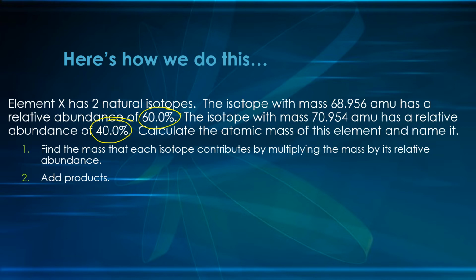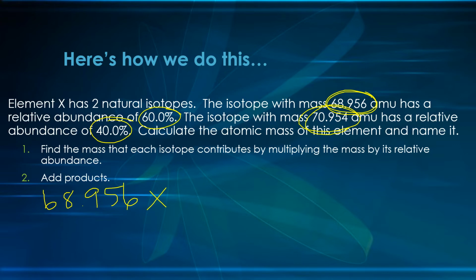So I want to take those percent abundances into account when I get my average. Because more than half of the atoms have the mass 68.956, my average should be closer to 68.956 than to 70.954. So I want to find the mass of each isotope and multiply it by its relative abundance. So I take my mass number, 68.956, and multiply it by its percent abundance, which is 60%.